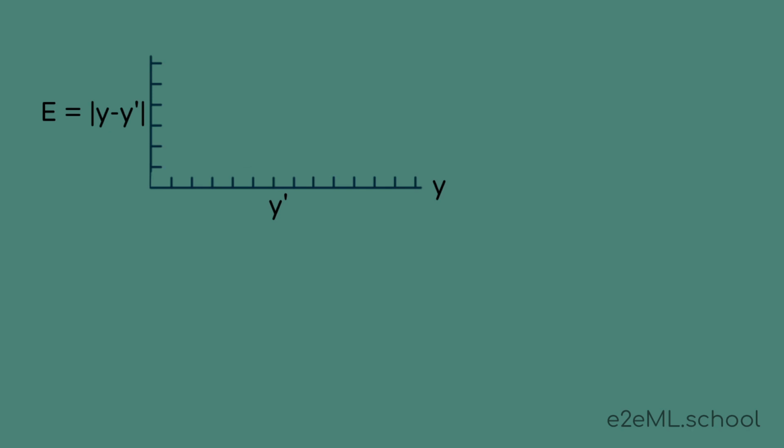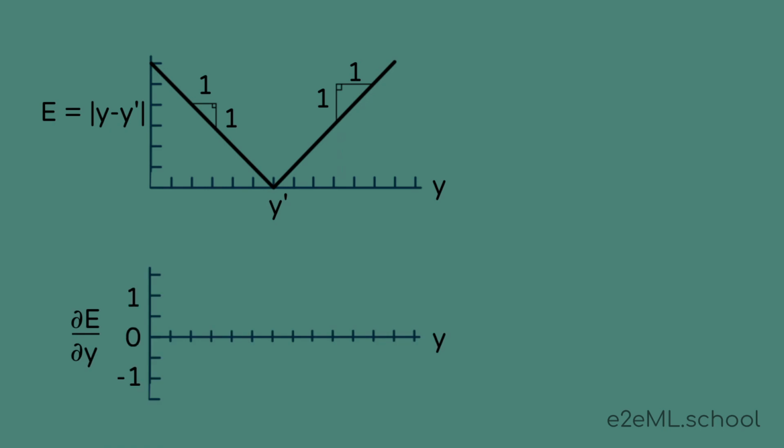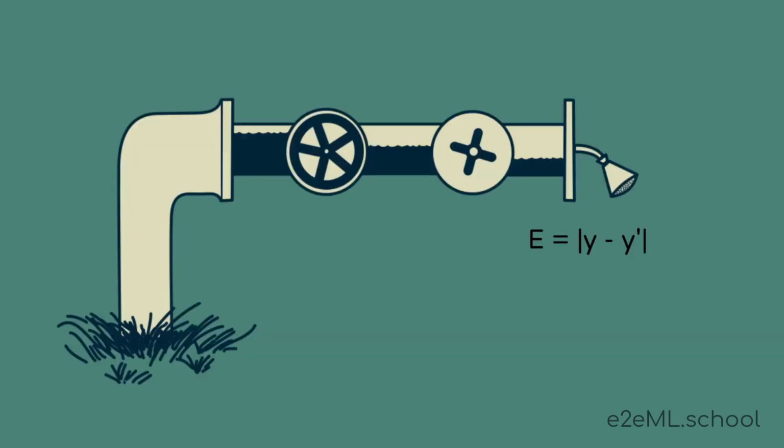Since we're in the business of calculating sensitivities, we can also find the sensitivity of E to changes in our shower flow rate. The derivative of an absolute value is straightforward. dE/dy is 1 if y is greater than y prime, and it's minus 1 if it's less than y prime. It's not actually defined at y equals y prime, but we can just declare it to be 0. Now we can chain this with our other sensitivities to find the sensitivity of the error to our two valve positions.